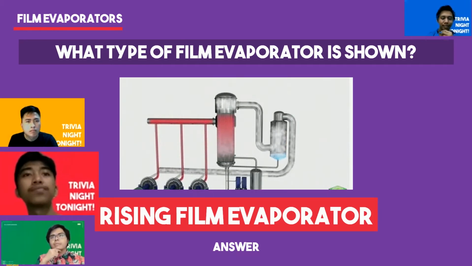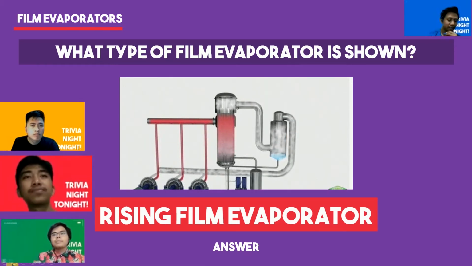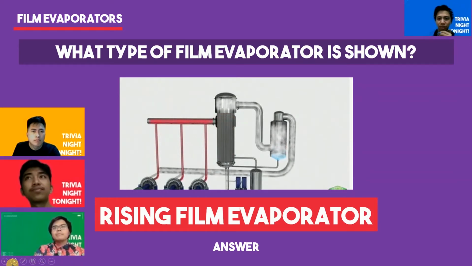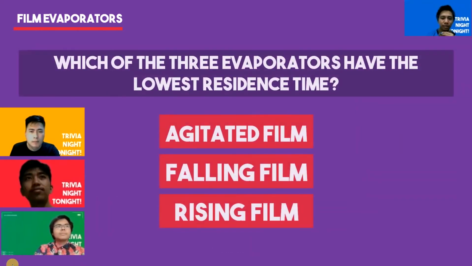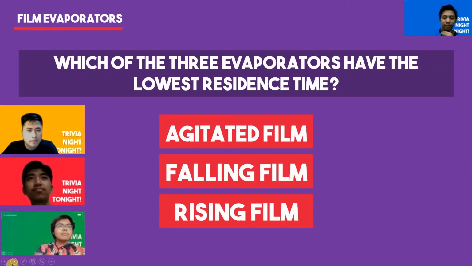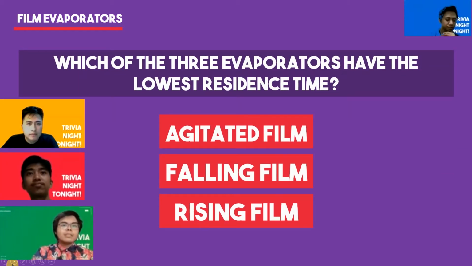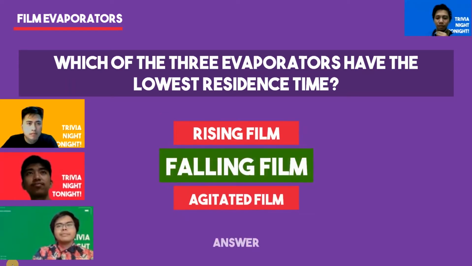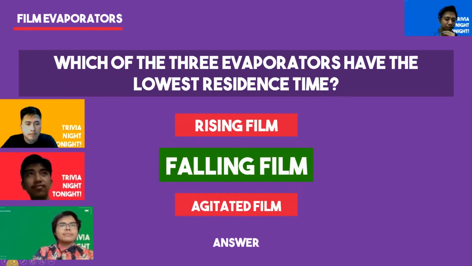Exactly. Next question. Which of the three evaporators have the lowest residence time? Yes, Alfred. I believe it is the falling film evaporator. And the correct answer is falling film evaporator. For a bonus point, can you explain what is residence time?